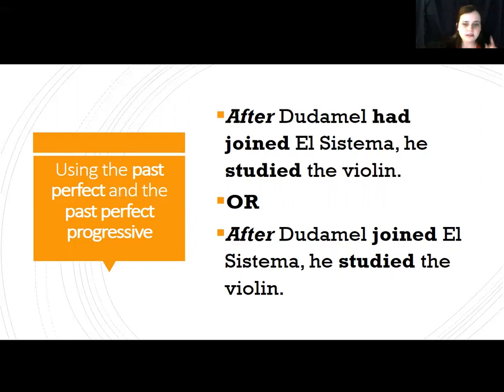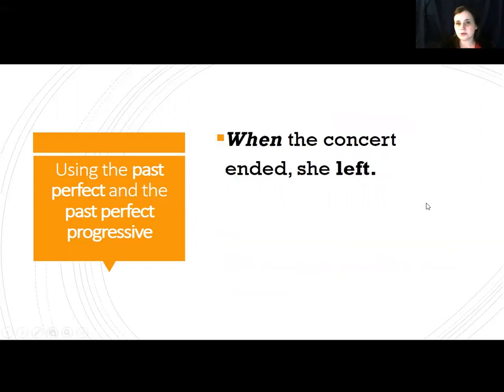Now, one thing to remember when you're using the word when: when it comes to whether to use the past perfect and the simple past, or simple past and simple past, you have to be careful with when, and I'll show you why. So here are two examples. When the concert ended, she left. In this case, first the concert ended and she left. Both simple past, very clear.